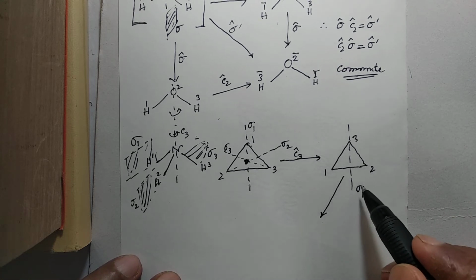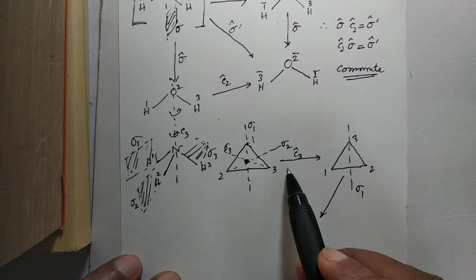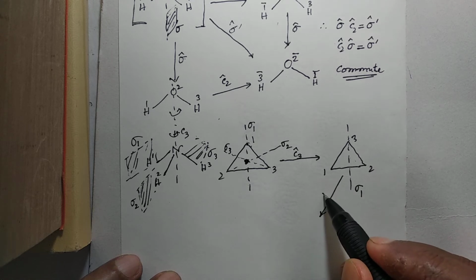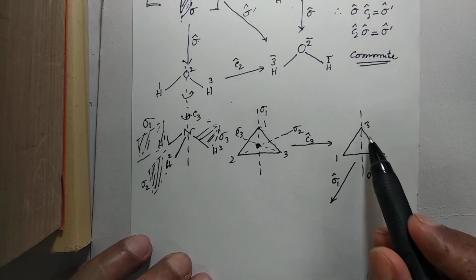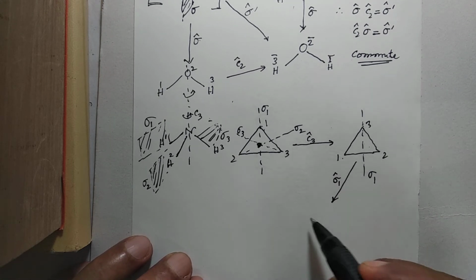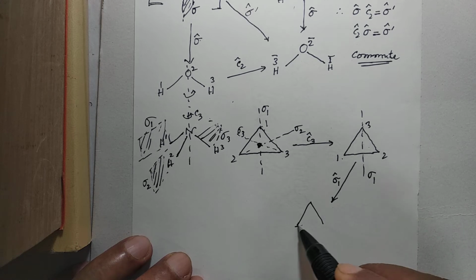Therefore, this is the configuration after C3, and then we carry out sigma 1 operation. What will happen? These two will exchange positions. So we will get 3, 2, 1.